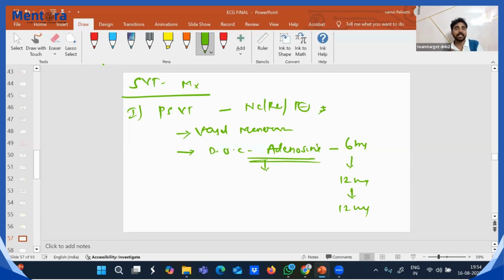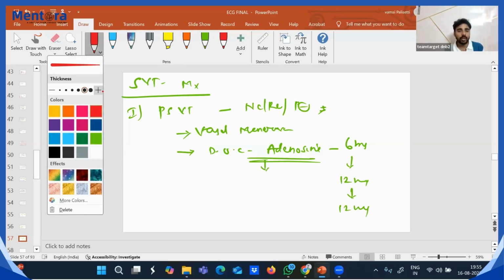Okay. In the American guidelines, they are saying you can go for 18 mg, but our Indian guidelines we are not following. Only the simple thing: 6 mg, 12 mg, 12 mg. If not recurring, leave it. You can go for cardioversion or something, but no more extra adenosine. Right? Okay. One or two points I want to discuss about adenosine because they have put it in a drug.